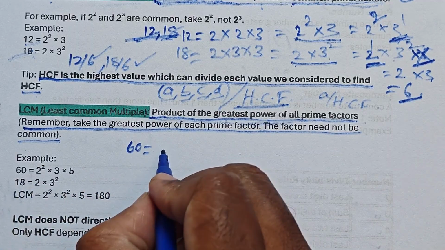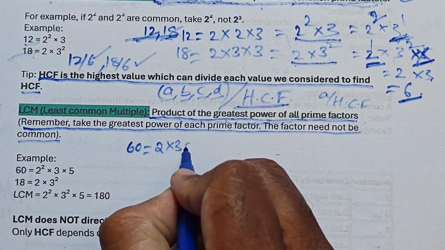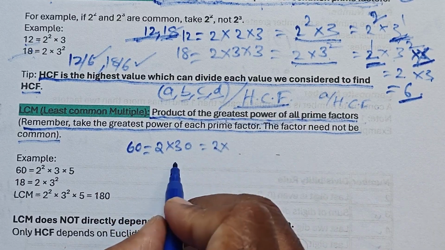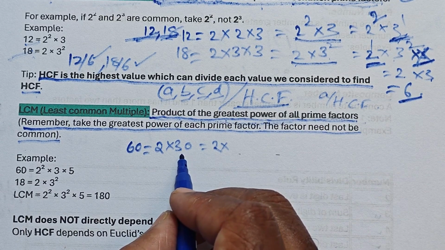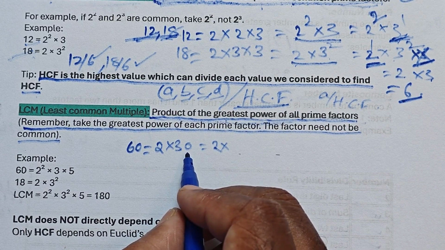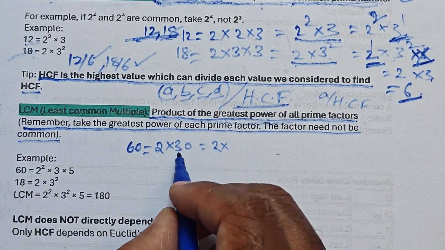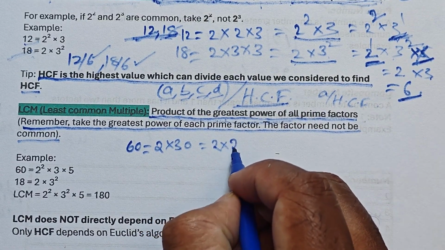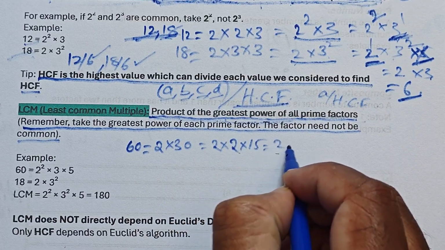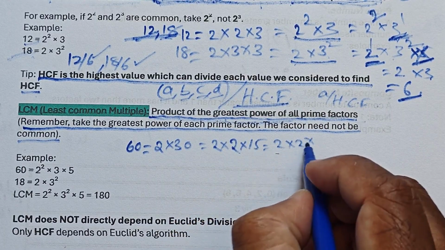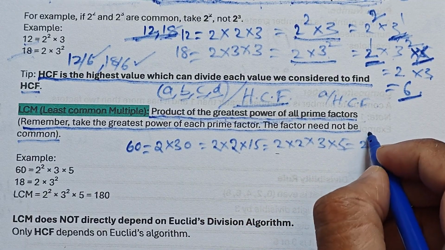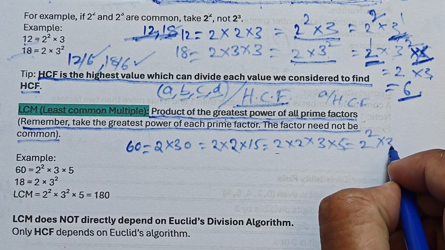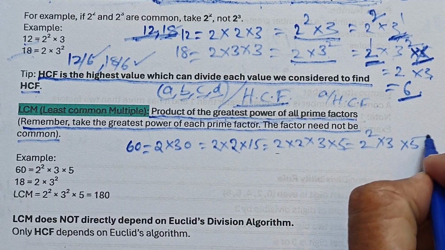So 60, we know it is 2 into 30, and 2 into 30, obviously we know that if it ends in 0 or 5, we can divide with 5. If it is 0, we can divide with 10. But I would prefer to do it one by one. 2 into 15, and 2 into 2 into 15 is 3 into 5. Here, what is the product of these prime factors? 2 square into 3 into 5.